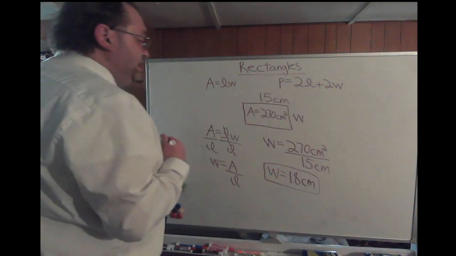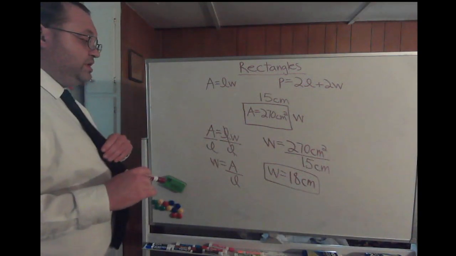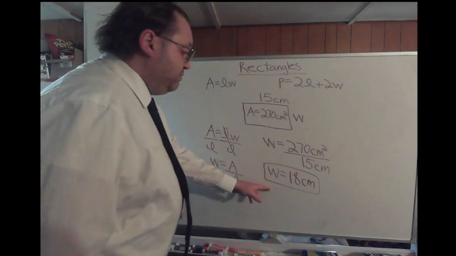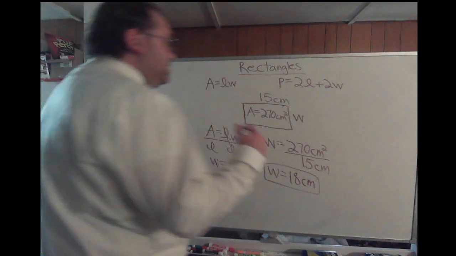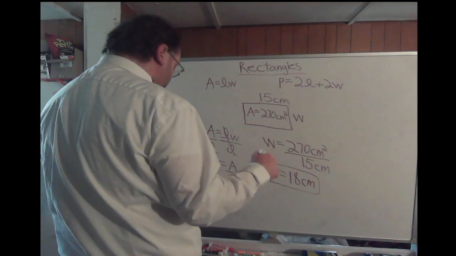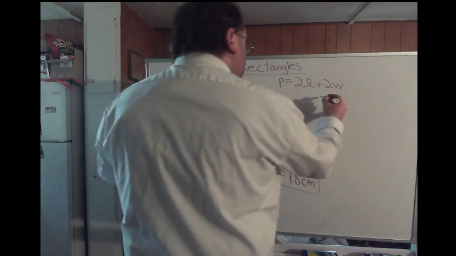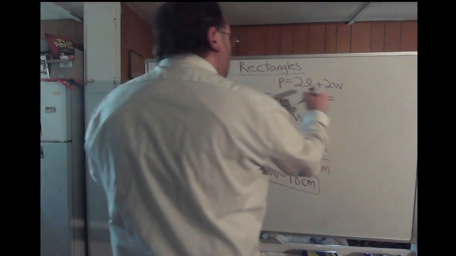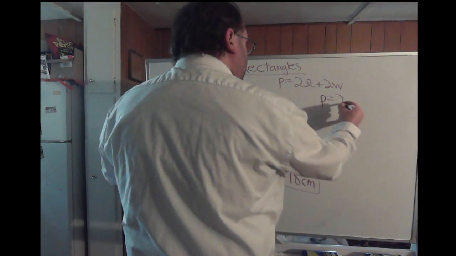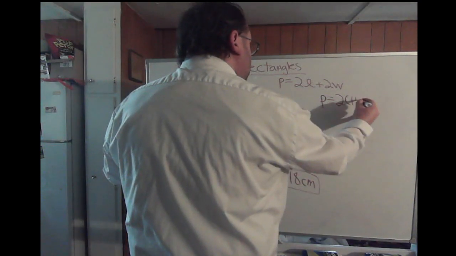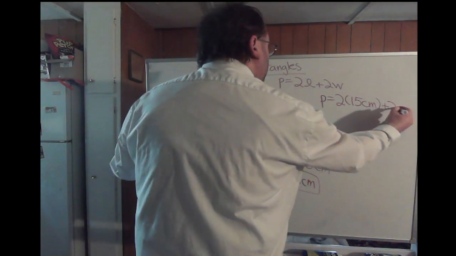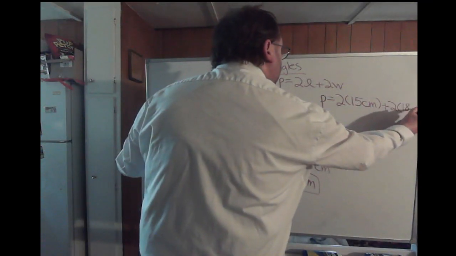Now, let's say you found your missing side, your width, which would be 18 centimeters. Of course, what they want you to find next is the perimeter. So the perimeter is equal to twice the length plus twice the width. So that'd be equal to 2 times the length, which is 15 centimeters, plus twice the width, which is 18 centimeters.